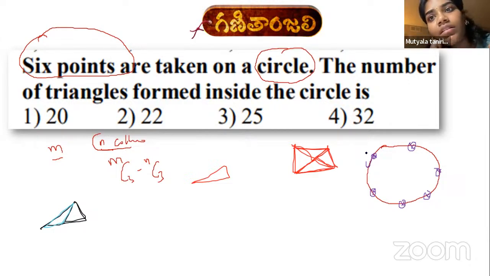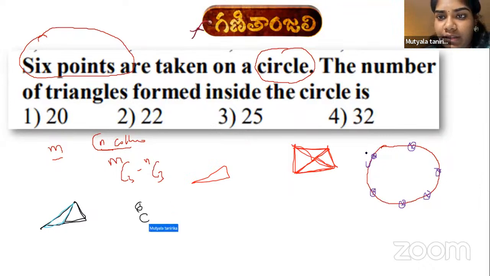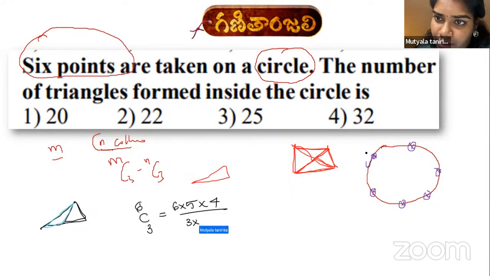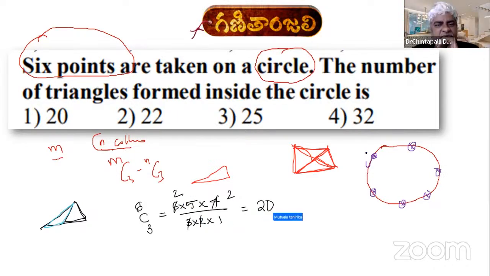Now, the answer for this question is 6C3. Find its value. 6C3 equals (6 times 5 times 4) over (3 times 2 times 1), which is 20. The answer is 20.